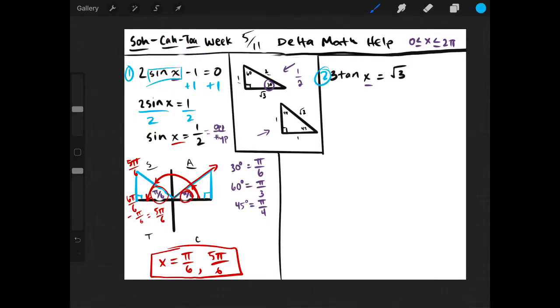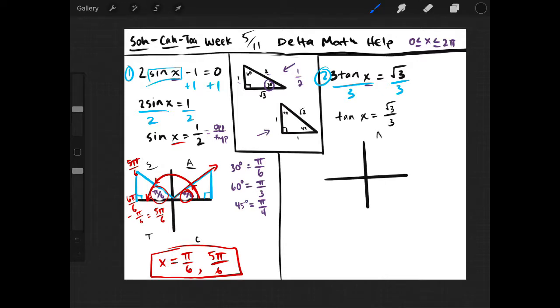The second question here is 3 tangent of x equals the square root of 3. Again, the first step, get tangent by itself, so we divide by 3. We're going to go through this one a little bit quicker. So we have tangent of x equals root 3 over 3. Again, it's at this point right here where we want to set up our coordinates grid so we can figure out where we need to draw our triangles.